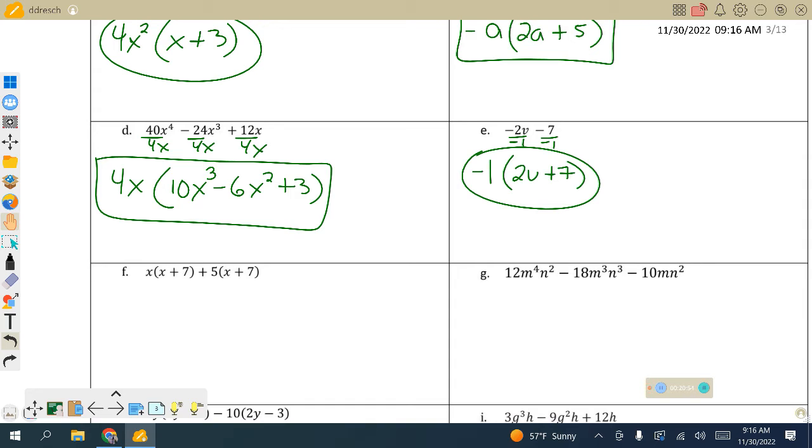Okay. Now, do we usually have to put a 1 out front like that? No. How do we usually just see it? Like that. Okay.